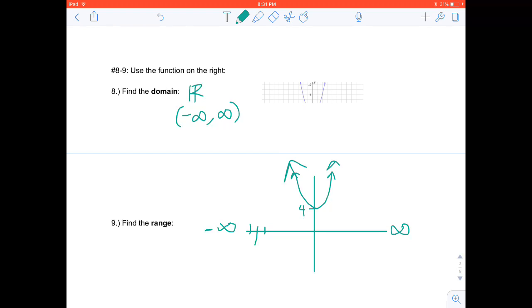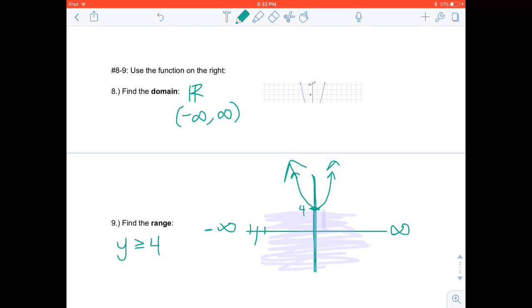For the range, that's where this 4 comes into play, because we have to look at the x-axis, or sorry, the y-axis, and see which of these values here are part of our graph. And we see that all of these y values, all of the negative y, and everything from 0 to 4 is not included, is not part of the graph. So our range has to be y greater than or equal to, because we do have a point at 4.